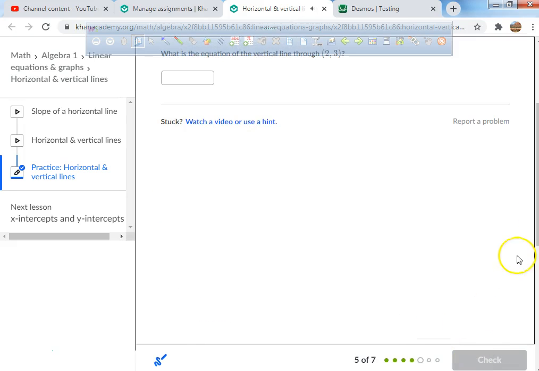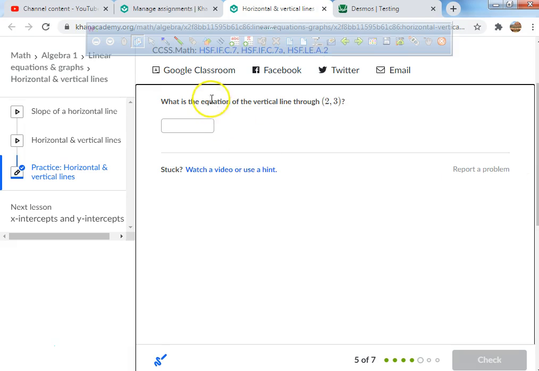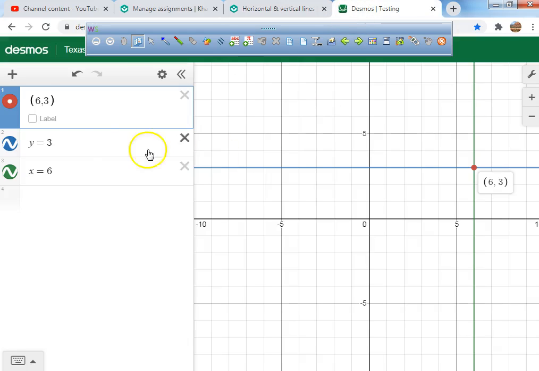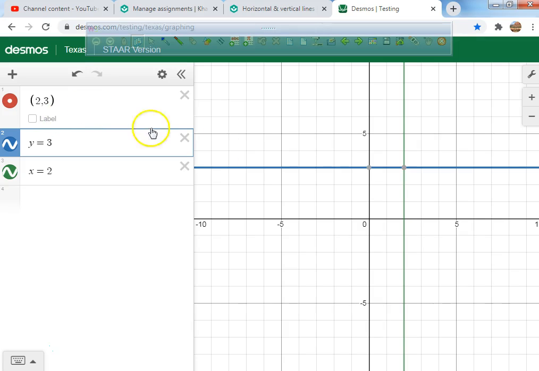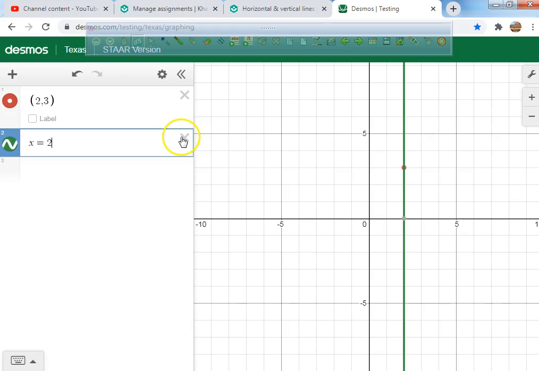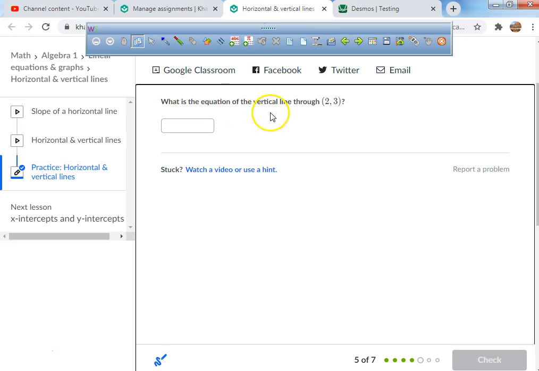Let's look at the next question. It says, what is the equation of a vertical line that passes through 2, 3? Well, where is 2, 3? Let's go ahead and type in 2, 3. A vertical line that would pass through it would be x equals 2. A horizontal line that would pass through it would be y equals 3. So we have to do a what? A vertical line. Remember, vertical means straight up and down. So what's our x value? 2. What's our y value? 3. This is asking for a vertical line. So this might be a good question for you to write down in your journal.